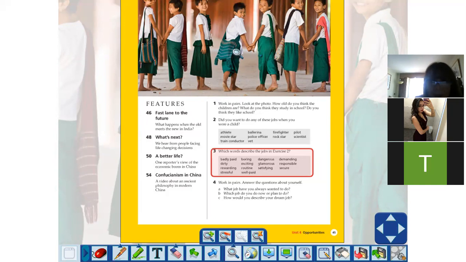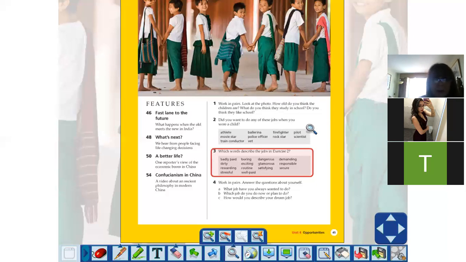Okay. And number 2 says, did you want to do any of these jobs when you were a child? Pay attention to this. For example, athlete, movie star, train conductor, ballerina, police officer, vet, firefighter, rock star, pilot, scientist. Okay, athlete. Do you know athlete? Everybody knows athlete. Someone who's good at sports, such as running, jumping, throwing things, etc. That's an athlete.